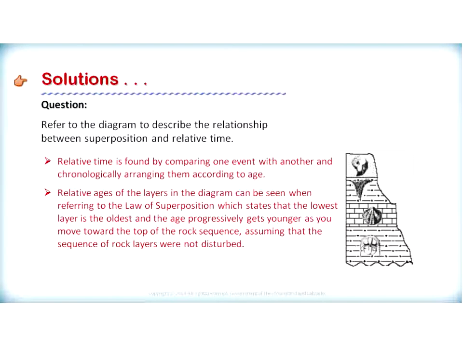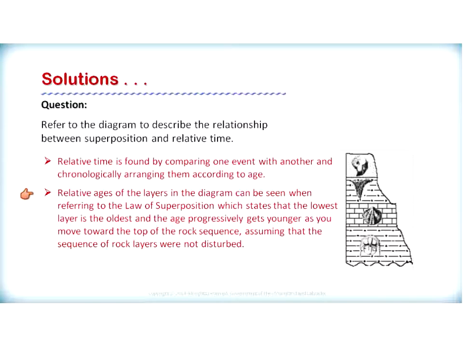Let's have a look at the solution to the question. To reiterate, the question states, refer to the diagram to the right to describe the relationship between superposition and relative time. To answer this question, we must first identify what is meant by relative time. Relative time is found by comparing one event with another and chronologically arranging them in order of their age.